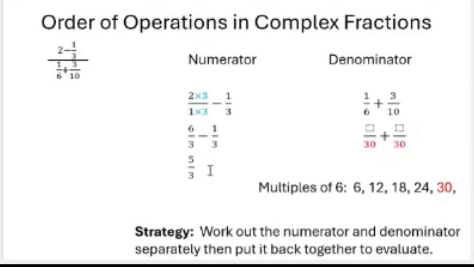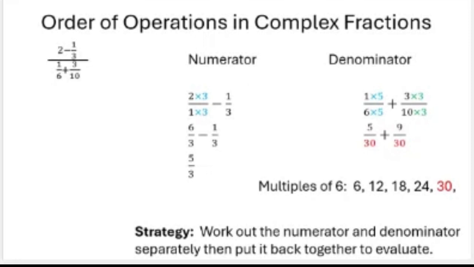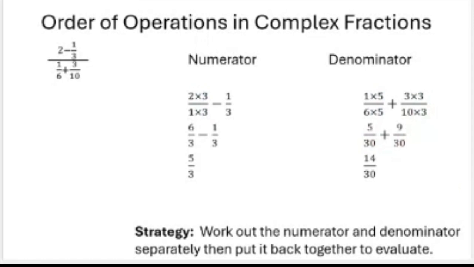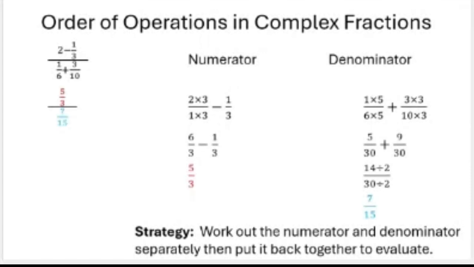What did I multiply 6 by to get 30? I multiplied by 5, so I do the same to the top. What did I multiply the 10 by to get 30? 10 times 3 is 30. So I get 9 on the top. So 5 30ths plus 9 30ths gives me 14 30ths. Oh, look at that. That does reduce, right? That single fraction, divide top and bottom by 2 to get 7/15. Okay, let's come back over here. We've now worked out the top and the bottom, 5/3 and 7/15.